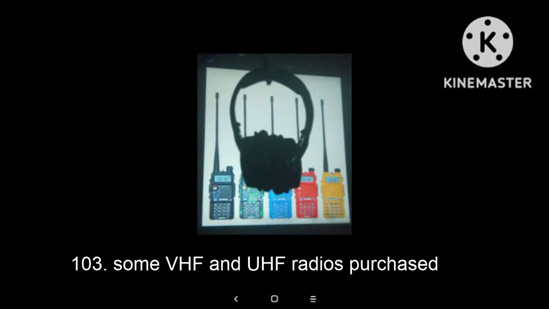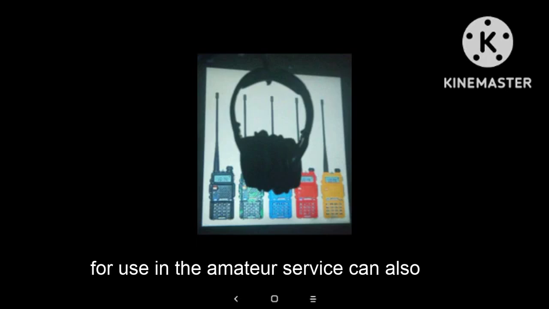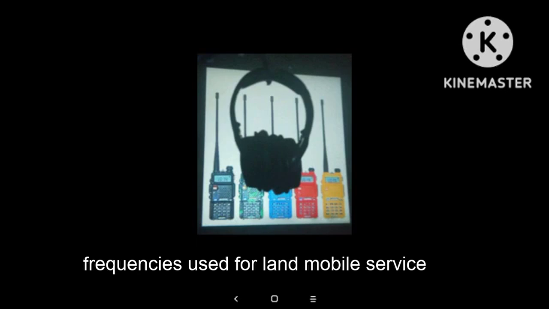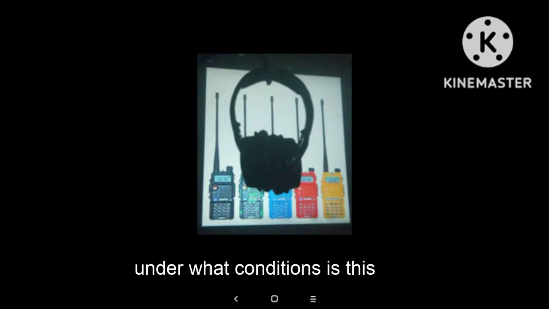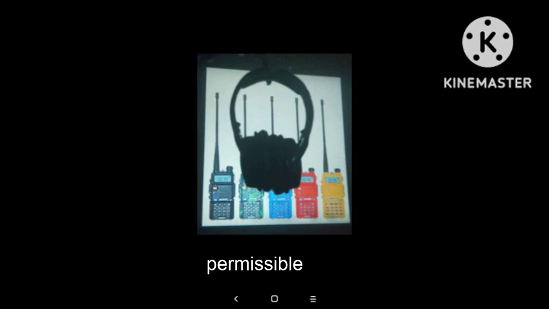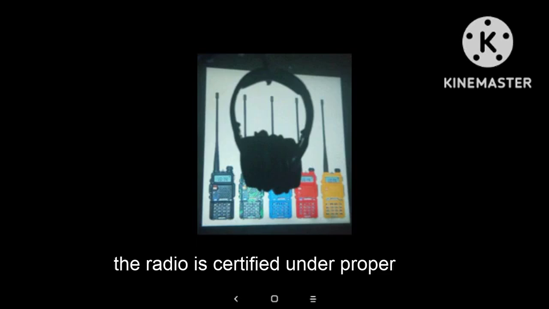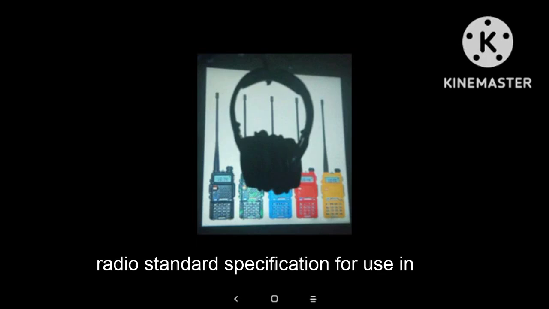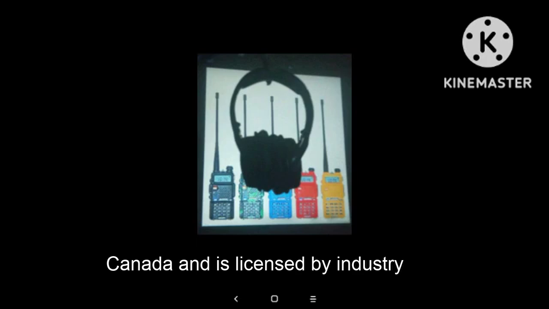103. Some VHF and UHF radios purchased for use in the amateur service can also be programmed to communicate on frequencies used for land mobile service. Under what conditions is this permissible? The radio is certified under proper radio standard specification for use in Canada and is licensed by Industry Canada on the specific frequencies.